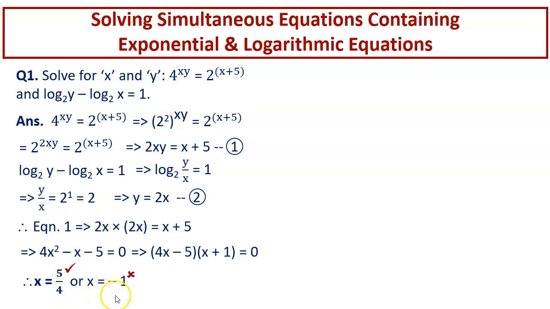Okay, so we have got the numerical value of x as 5 over 4. Coming to the numerical value of y, y is equal to 2x, or 2 times 5 over 4. This 2 and this 4 will get cancelled. So we have 5 over 2 as the numerical value of y. x equal to 5 over 4 and y equal to 5 over 2. These are the two values of x and y that we are getting for question number 1.